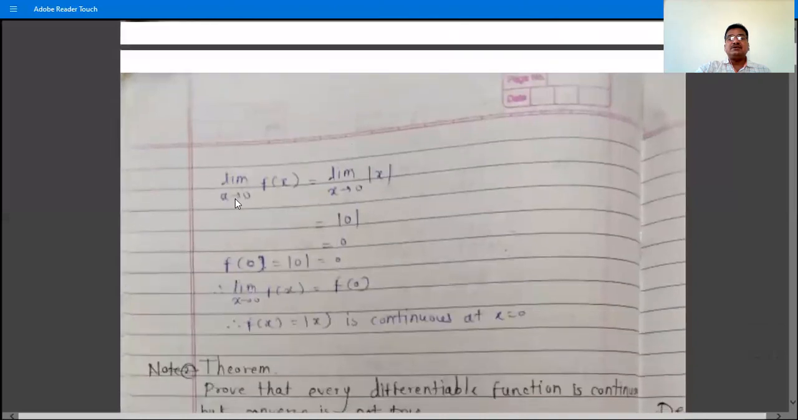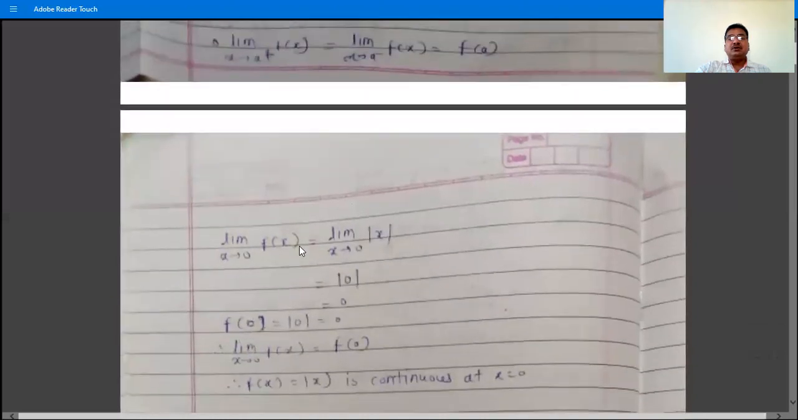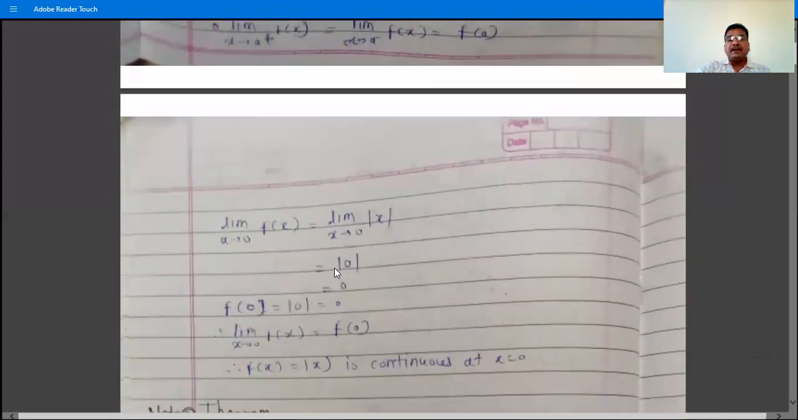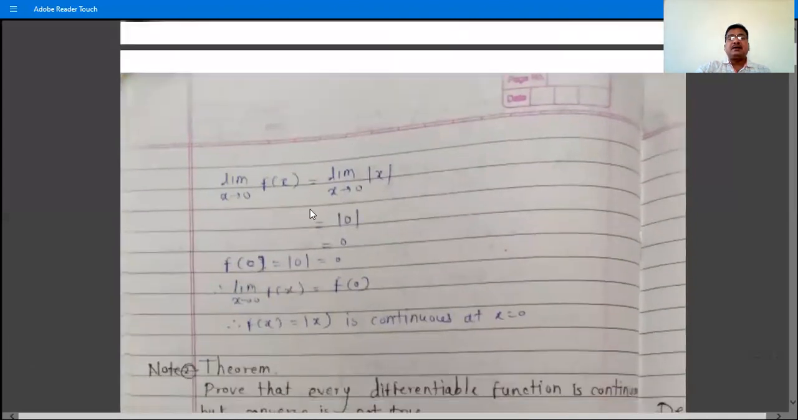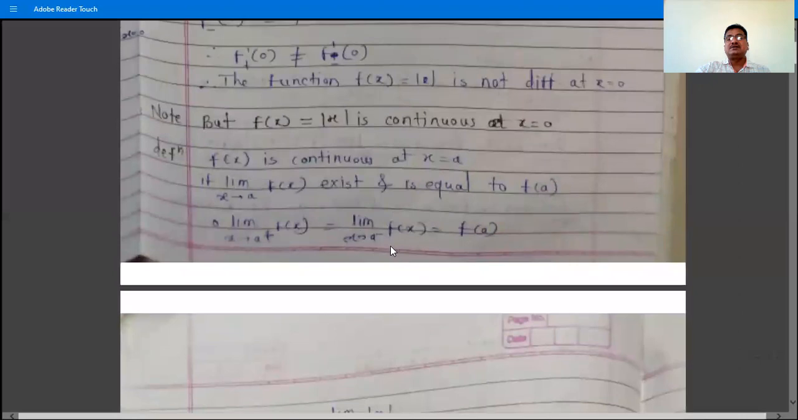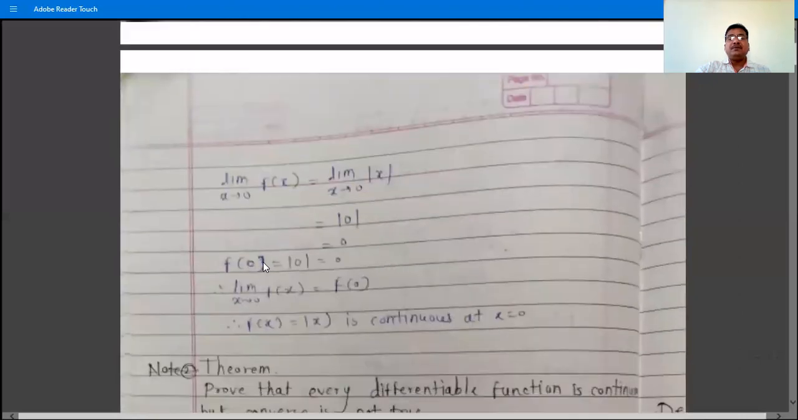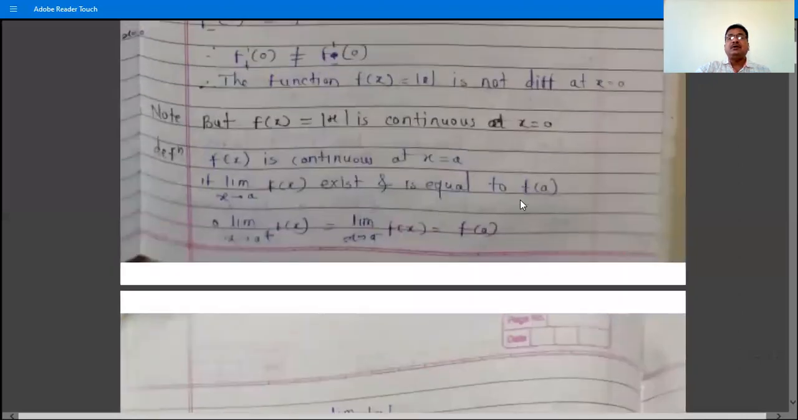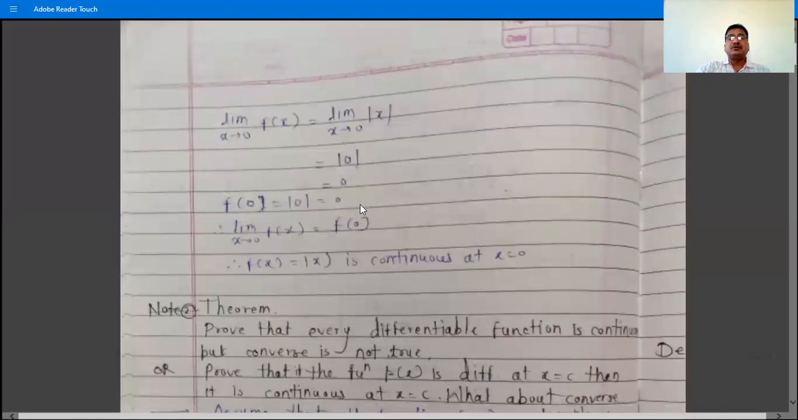So limit x tends to 0 of f(x) is what? Limit x tends to 0 of mod x. First find either the right hand limit: limit x tends to 0 plus of mod x is 0, and limit x tends to 0 minus of mod x is 0, and f of 0, the value of f of 0, is what? Mod 0 is 0, and therefore the limit x tends to 0 of f(x) exists, and it is equal to f of 0, and therefore f(x) is equal to mod x is continuous at x is equal to 0.